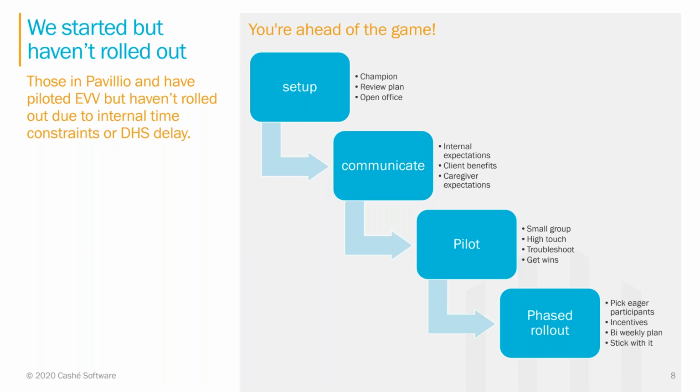And lastly is your phased rollout. You've got a schedule with your plan. We suggest every 2 weeks, and that you launch these new groups and you'll get them in, get them trained, and work through their payrolls, submitting time through EVV. Start with the eager and interested groups and work your way through.